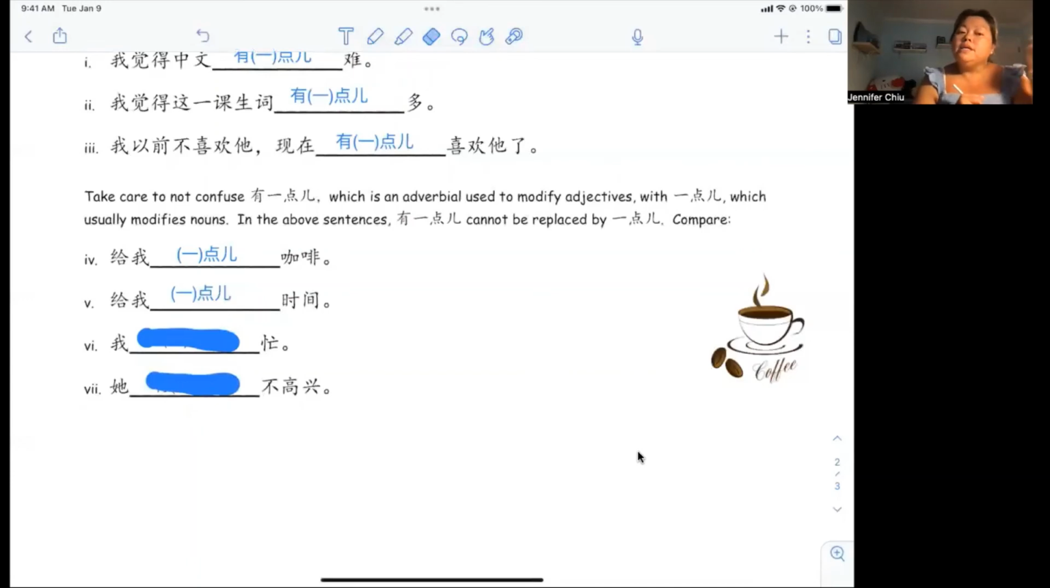So 给我一点时间. Now, 我有一点忙. I'm a little bit busy. So 有一点忙. 她有一点不高兴. She's a little bit unhappy. Again, make sure you repeat all these sentences again. You can rewind the video. Okay? All right. That's it for the grammar.